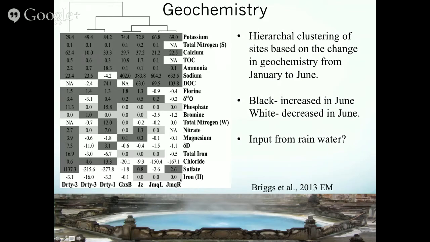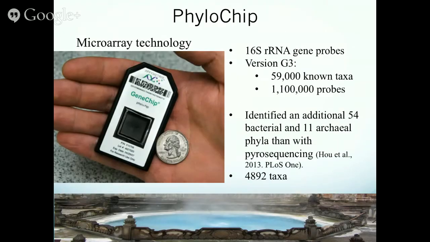These are typically higher concentrations within the spring itself, and they're decreasing in June where we get that higher water. So this is really our first inclination that we might be getting an input from rainwater, that really these springs are not independent from their surrounding environment. But this is the geochemistry, so I'm going to move over and start talking about the microbial communities.